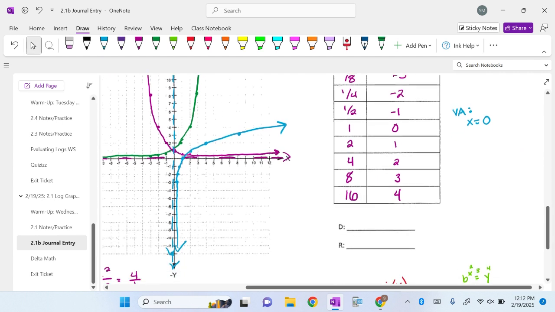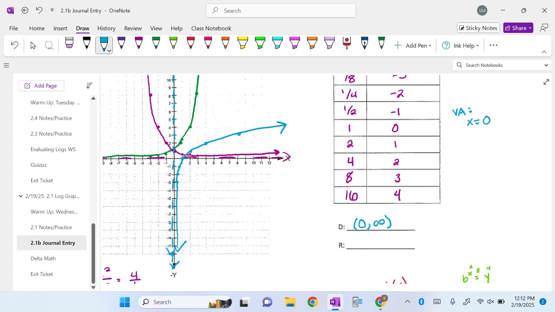So what would my domain be? So what do you think? So your x values, lowest to highest x values, what do you think? Right. Your domain would go from 0 to infinity. Your lowest x value is 0. Your highest is infinity. What will be my range?